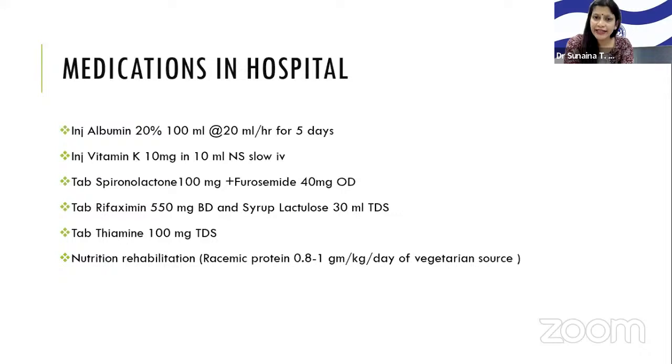Rifaximin, you have said. Zinc is sometimes given because zinc is a cofactor for urea cycle enzymes. So that is also given. Branched-chain amino acids can be given: leucine, isoleucine, valine. Besides that, even nowadays, fecal microbiota transplantation is also being done. That is also being studied, and it has also been shown to improve.